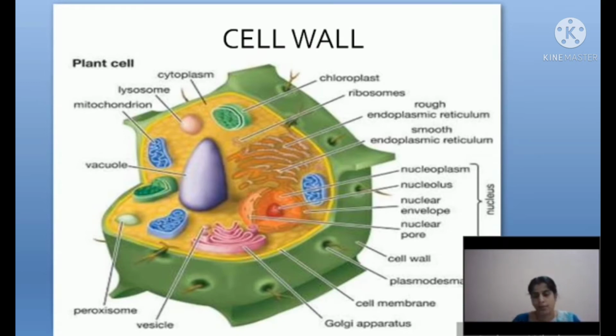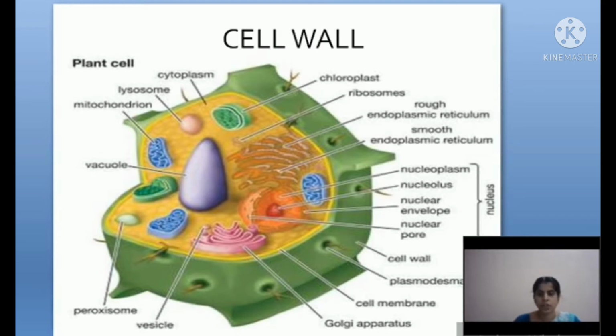So see, the cell wall is only found in the plant cell, not in the animal cell. Animal cell has what? Plasma membrane. This cell wall is just like a protective covering of the cell. And you know that the cell wall is made up of cellulose. It is a non-living substance.